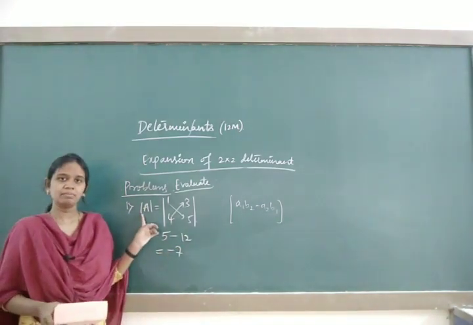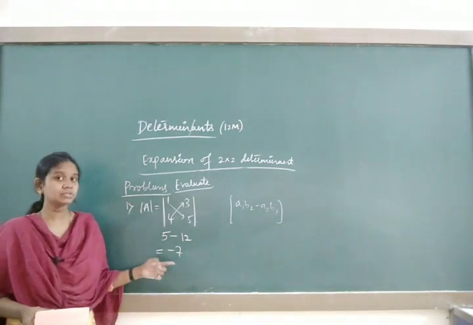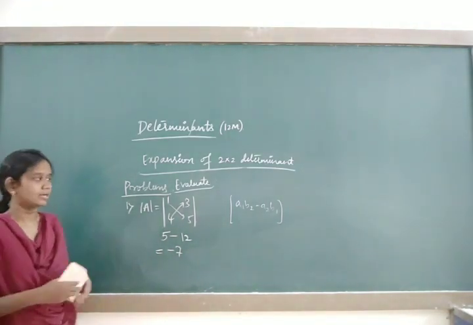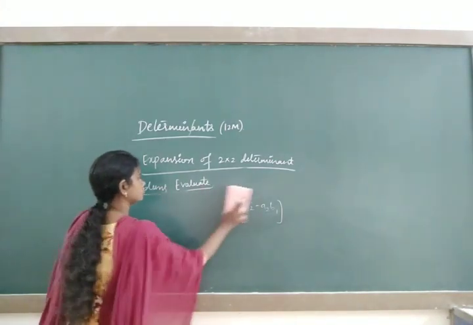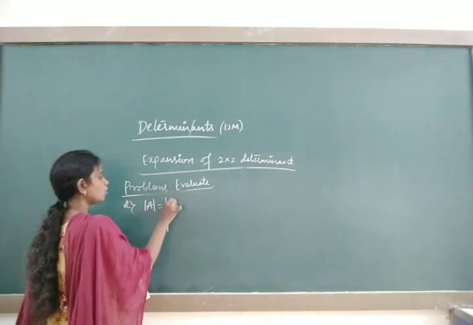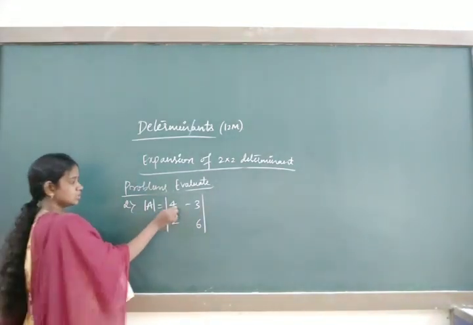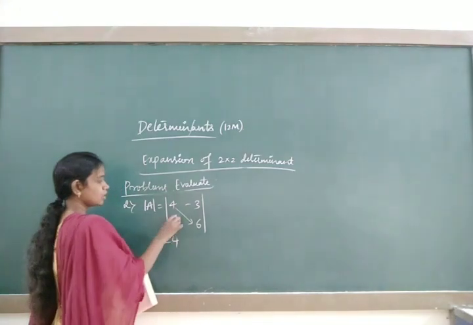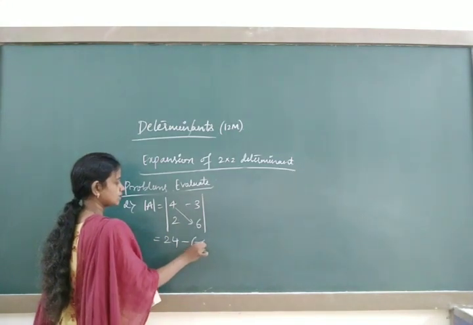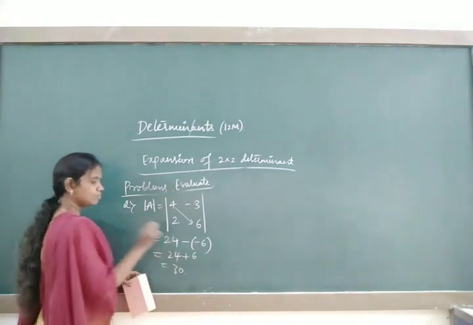Even though I have written here determinant A, don't read it as mod A. If you read it as mod A, then it will be treated as plus 7. We got minus 7. It's only a representation for a determinant. Second problem, find determinant A is equal to 4 minus 3, 2 6. So how to expand? 4 6s are 24. While moving to the secondary diagonal, always minus. So minus in 3 2s are minus 6. Minus into minus plus, 24 plus 6, answer will be 30.